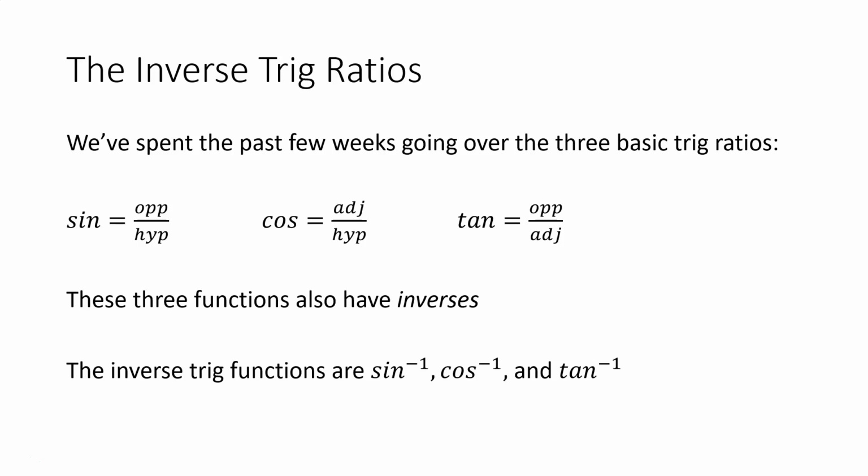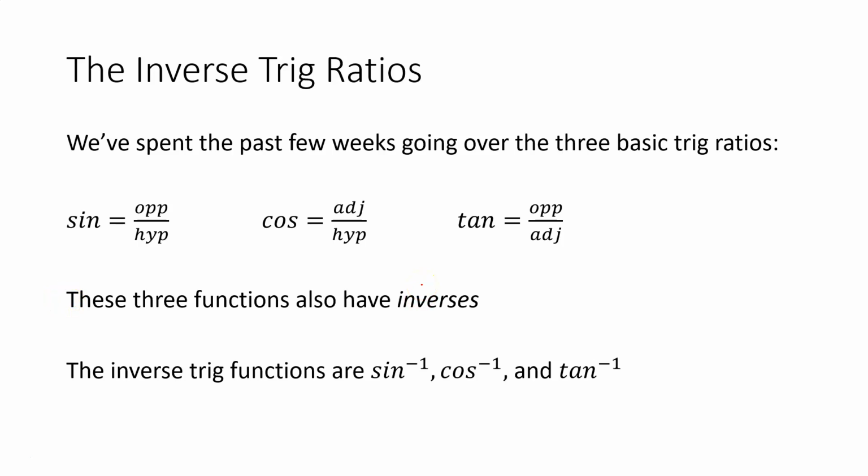So first, just a quick review. We spent the past few weeks going over your big three. We looked at SOHCAHTOA. So sine was opposite over hypotenuse. Cosine was adjacent over hypotenuse. Tangent is opposite over adjacent. You should feel pretty comfortable with those at this point. They do have inverses.